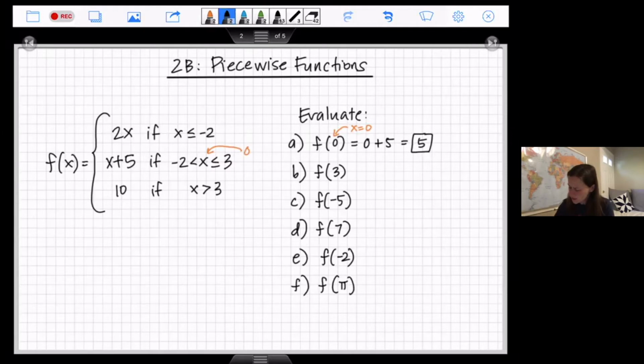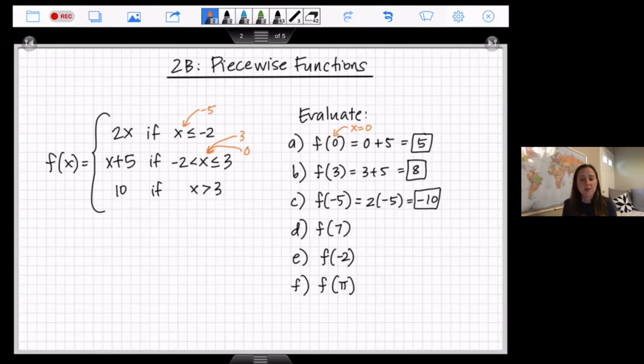All right, let's see, 3 also falls into the same formula as 0, right? X equals 3, because the middle inequality is the one that has the or equal to 3. The last formula says x has to be bigger than 3. So for 3, we're going to plug into x plus 5 as well. All right, -5, where does that belong? -5 on the number line is less than -2. So we're going to plug that into the function 2x. So I'm going to say 2x, 2 times -5 is -10.